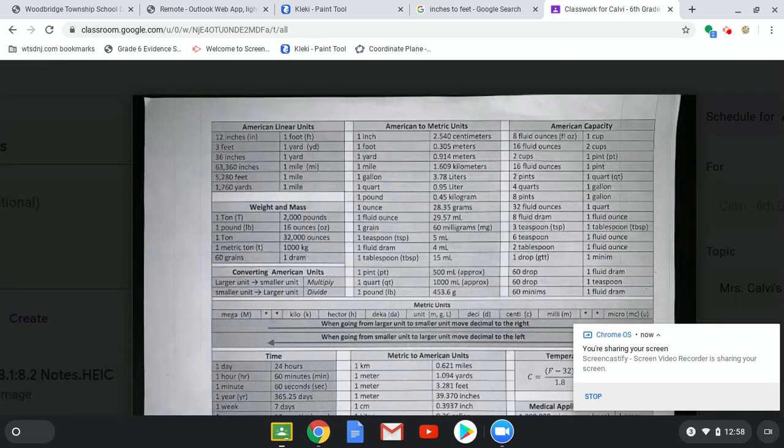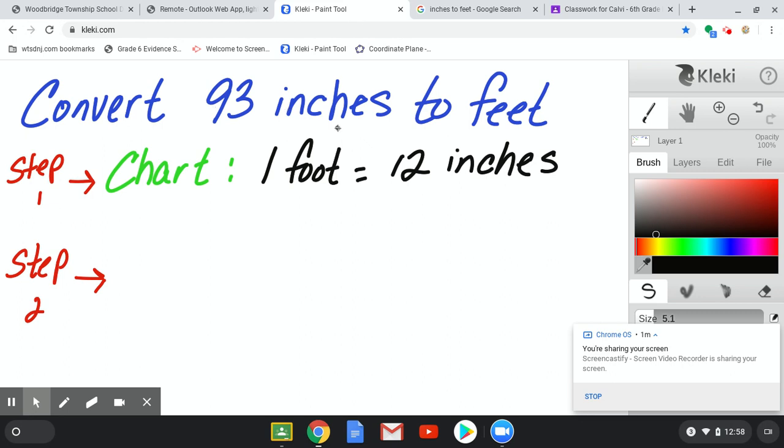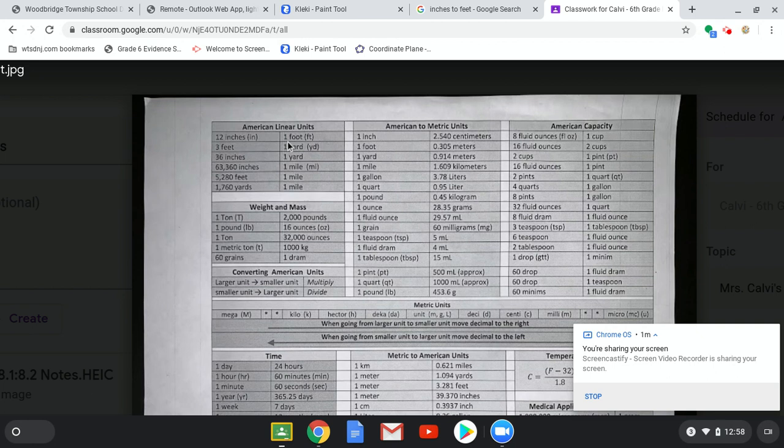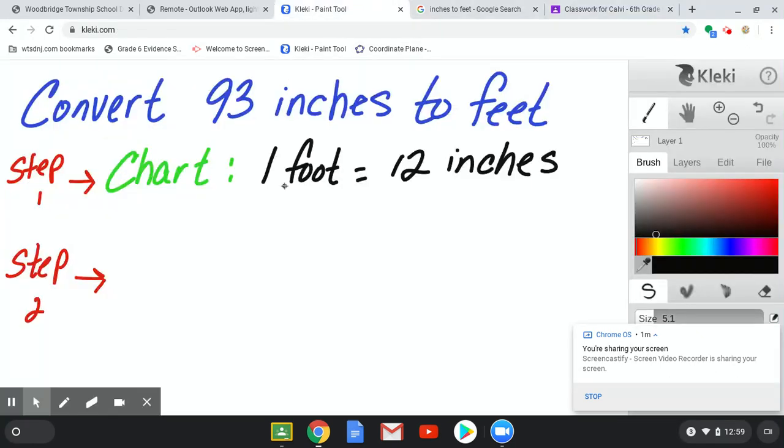I'm looking for one of something equal to a larger number of the other unit. So if you notice, right here, it says 12 inches is equal to 1 foot. So that's what I'm looking for. So step 1, look to see exactly the units we're talking about. We're talking about inches and we're talking about feet. Step 1, go to the chart. Look for how many inches are in 1 foot. I see that it's telling me that 12 inches are equal to 1 foot. So then step 1, I wrote that down from the chart. 1 foot is equal to 12 inches.